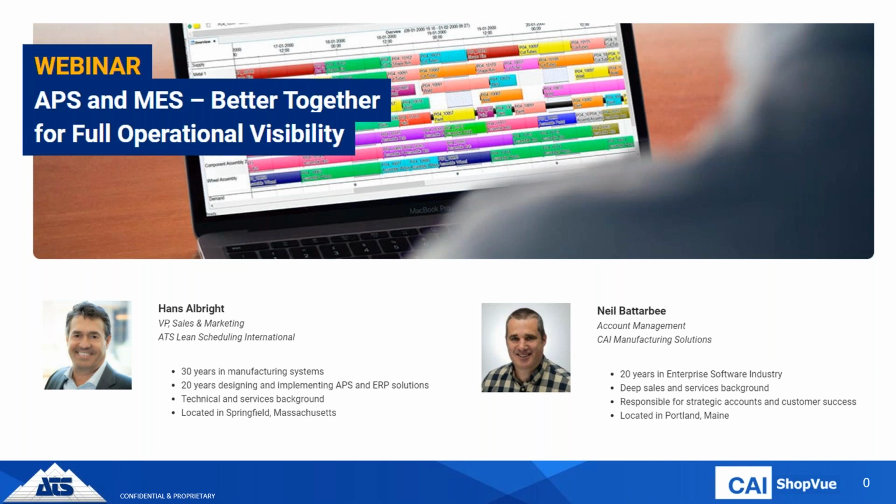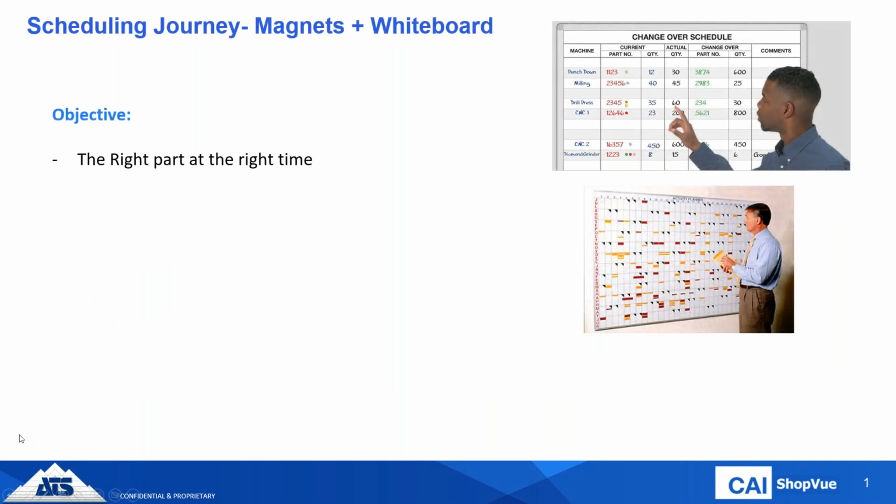Thank you. Well, hello everybody. We're so glad you could join us today. And we're going to be talking today about APS and MES and how they work better together, frankly, how you get better results when you are using APS for planning and MES for shop floor execution. So I'm going to start out today talking a little bit about my experiences as a scheduler.